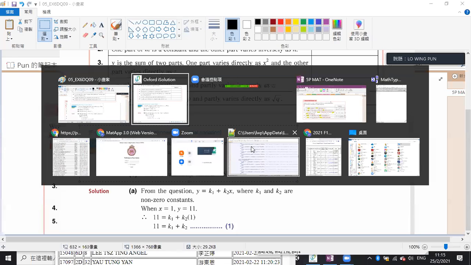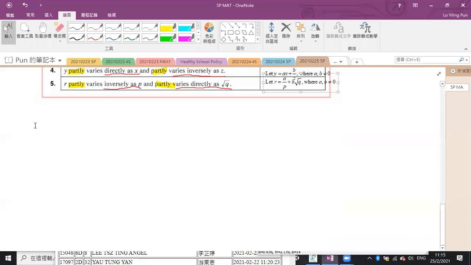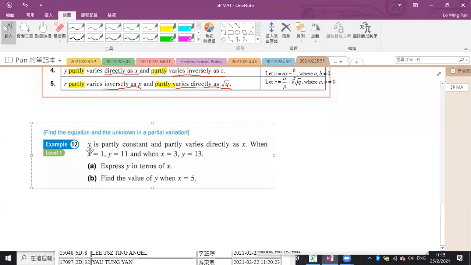Example 12. y is partly constant and partly varies directly as x.